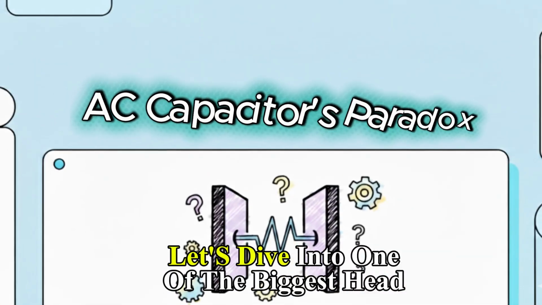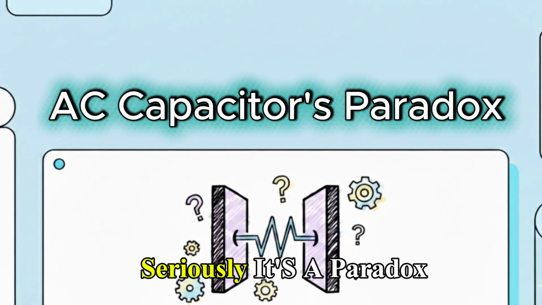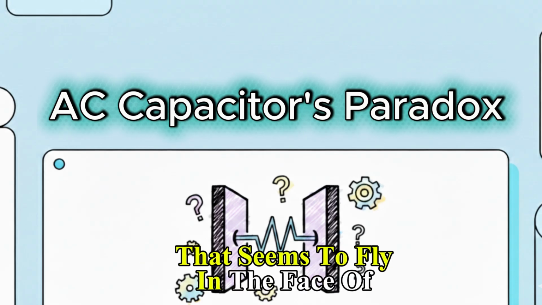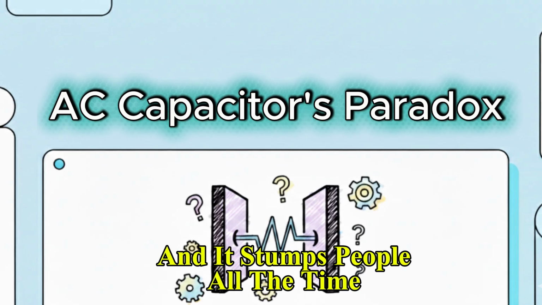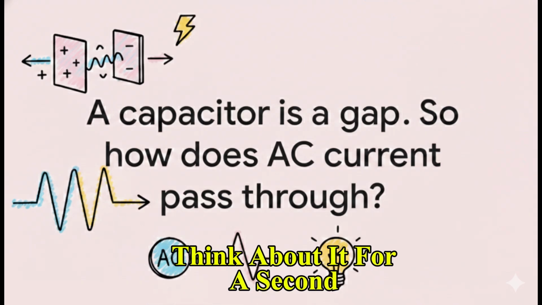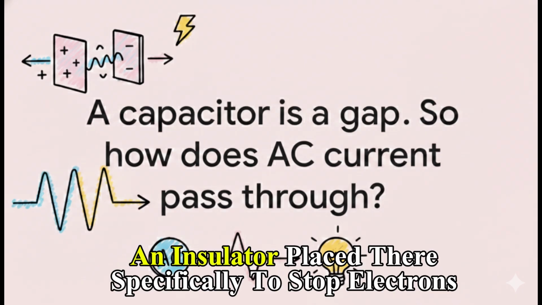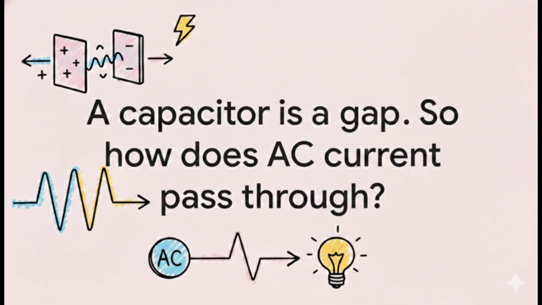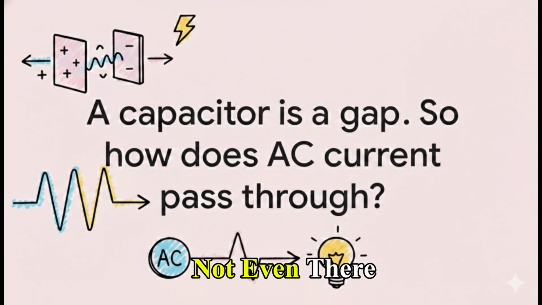Alright, let's dive into one of the biggest head-scratchers in electronics. Seriously, it's a paradox that seems to fly in the face of everything we know about circuits, and it stumps people all the time. Think about it for a second. A capacitor is, by definition, an open circuit. It's a physical gap, an insulator, placed there specifically to stop electrons from crossing. So how in the world does an alternating current, which needs a complete path, seem to flow right through it like it's not even there?